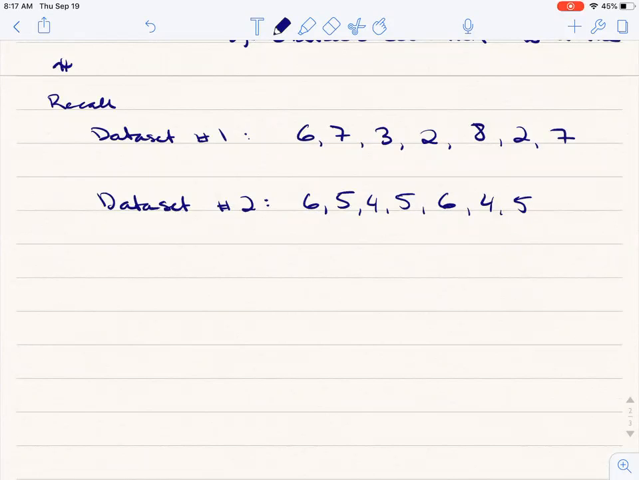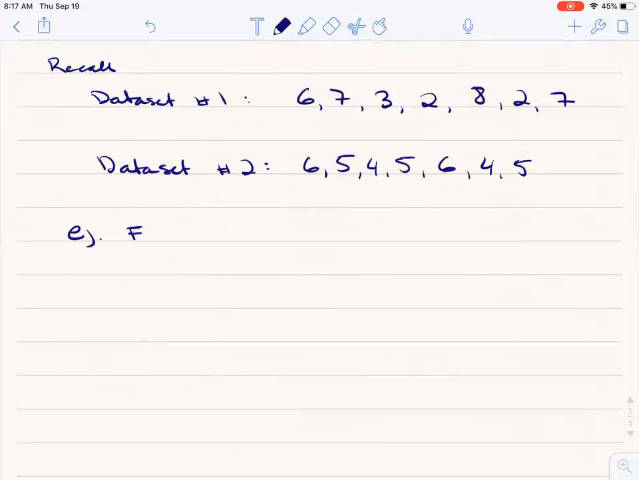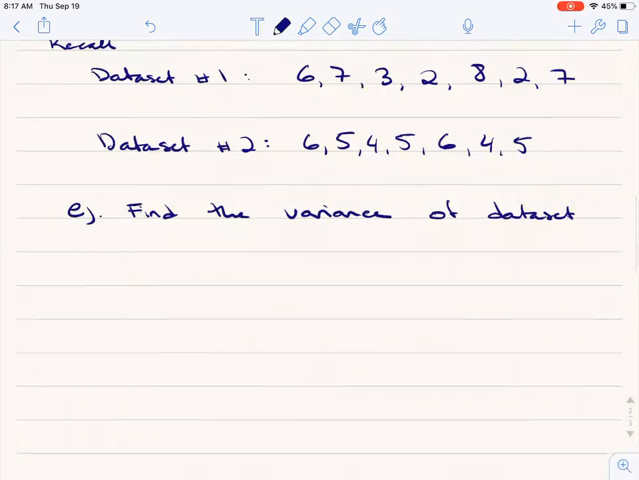All right. So I think it was part A, B, C, D, E. Find the variance. Let's just do one of these. Well, I guess, no, we've got a lot to go through. So find the variance of data set number one.